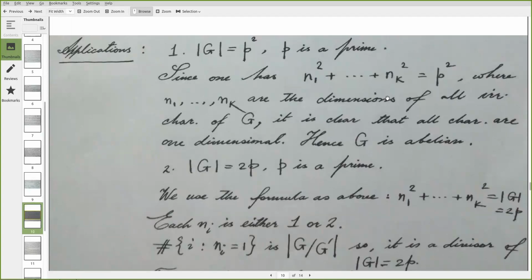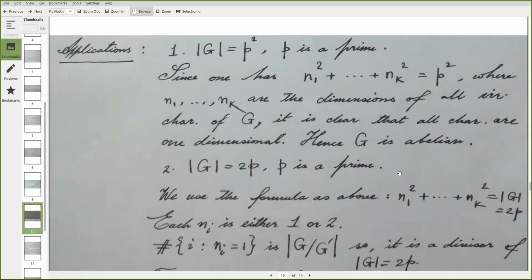Of course, you can say that we can prove this without using characters. In fact, we have done so earlier, but this is another way of proving the same result using characters, and that just shows the applicability of the dimension theorem due to Frobenius. All right, let's look at the second application.